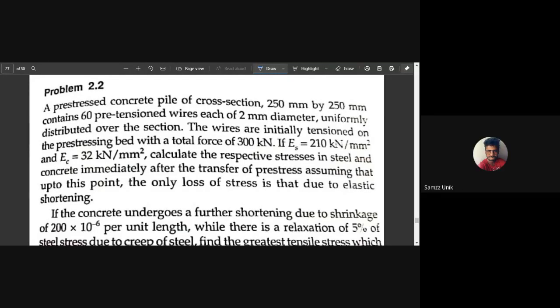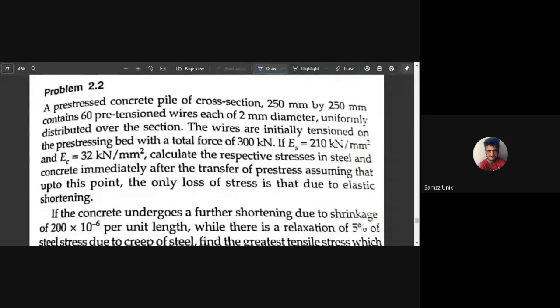A pre-stressed concrete pile of cross-section 250 mm by 250 mm contains 60 pre-tensioned wires of each 2 mm diameter, uniformly distributed over the section. The wire is initially tensioned on the pre-stressing bed with a total force of 300 kN. If Es equals 210 kN per mm square and Ec equals 32 kN per mm square, calculate the respective stresses in steel and concrete immediately after the transfer of pre-stress, assuming that up to this point the only loss of stress is due to elastic shortening.